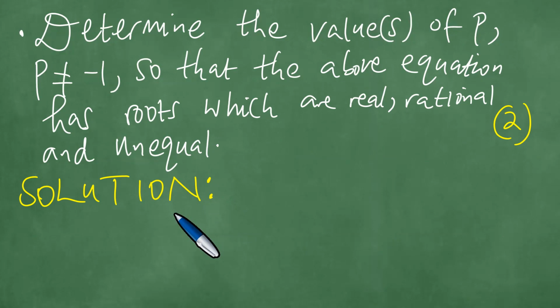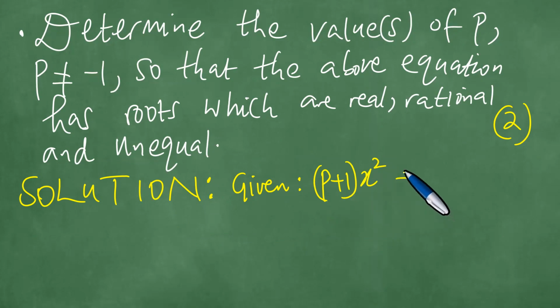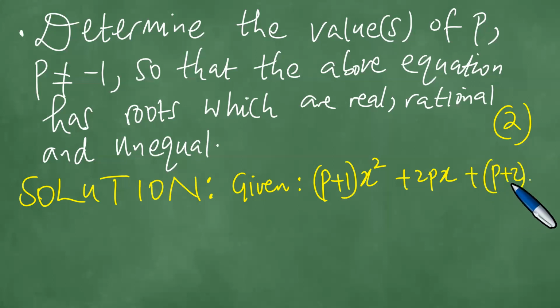And the equation, I'm just going to cite it again. We are given p plus 1 x squared plus 2px plus p plus 2 equals 0. That is the equation. Please do this question for 2 marks. Determine the values of p, where p is not equal to minus 1, so that the above equation has roots which are real, rational, and unequal.